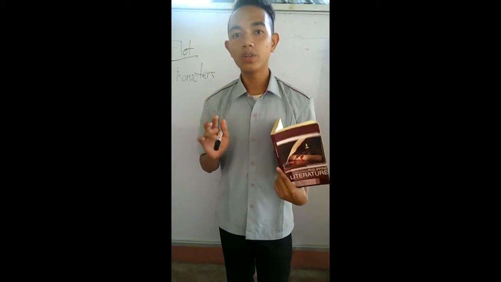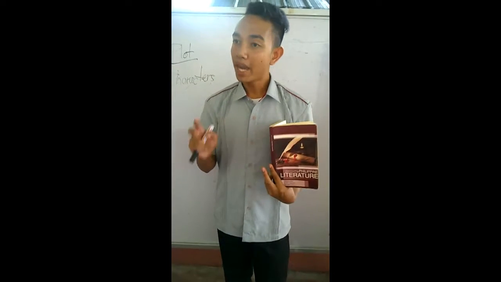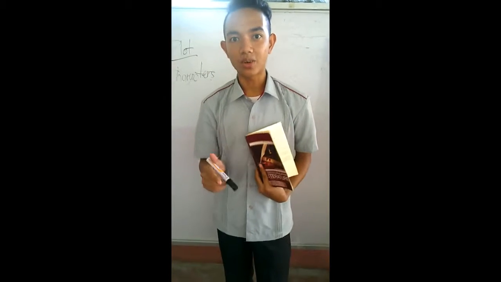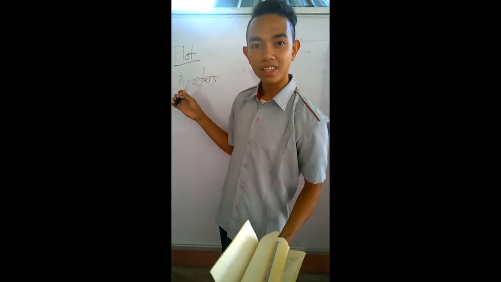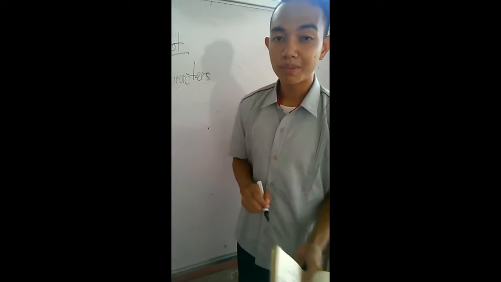So, we have types of characters. Number one is the protagonist, known as the main character of the story. Number two is the antagonist. It is the force that goes against the main character or the protagonist. The third one, we have the minor characters. Minor characters play a minor role within the story. So we'll go to number three.